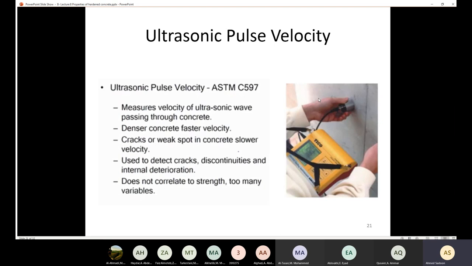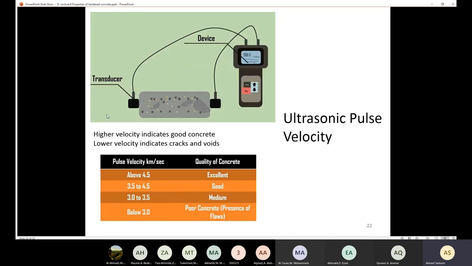So this device is not used to determine the compressive strength, but used to detect cracks, discontinuity, and internal deterioration, like honeycomb. Again, do not correlate it to strength. We have too many variables.